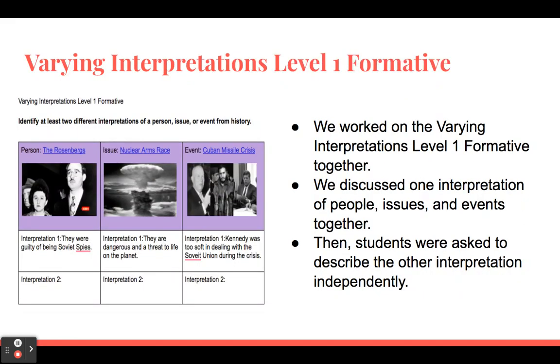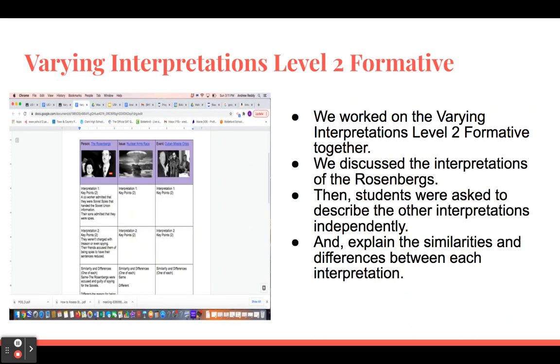Then we began our varying interpretations formative and summative work. Level 1 asked students to discuss one interpretation of people, issues, and events together, and then students were asked to describe the other interpretation independently. For Level 2, which went a little bit deeper, we discussed the interpretations of the Rosenbergs, and then students were asked to describe the other interpretations independently, and to explain the similarities and differences between each interpretation.